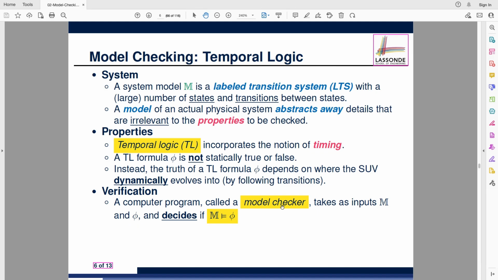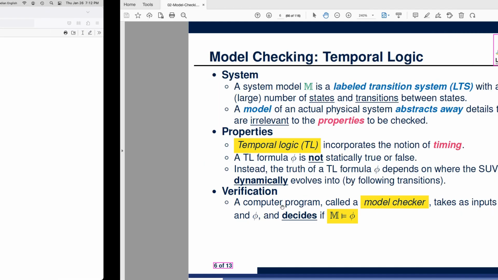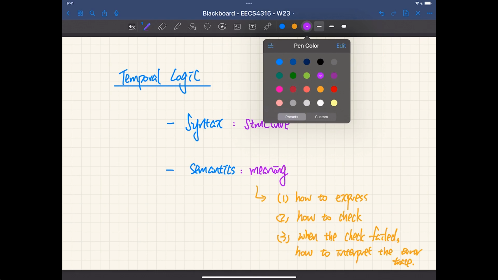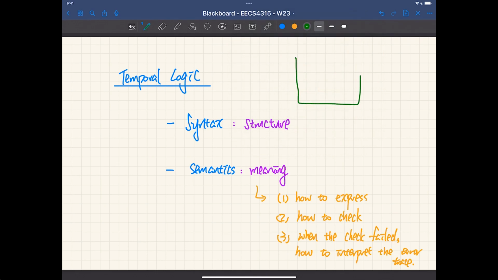All right, so these are the 3. Let me just put it here. Okay, model checker. Think about the big picture, and then we can go on to see the syntax. Think about if this is your model checker.